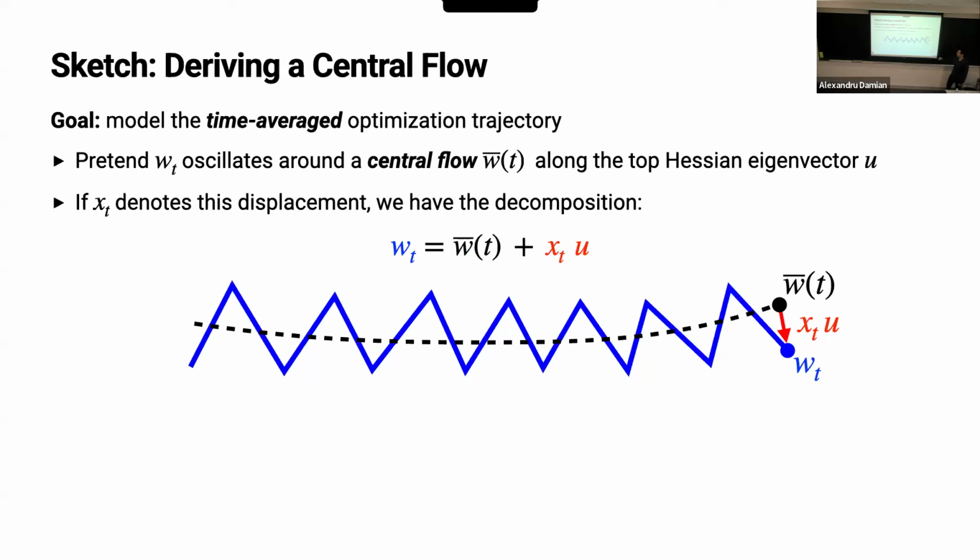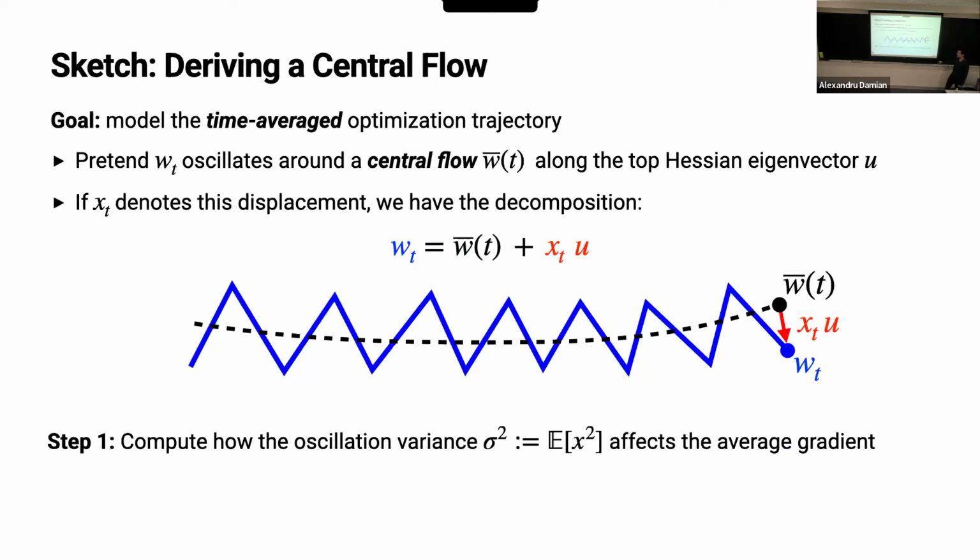Mathematically, we're going to write this formula, that w can be decomposed into this central flow w bar plus an oscillation in the u direction with magnitude x. And now the question is, how do we actually compute w bar? There are two steps. The first is we're going to treat this oscillation as a random variable. It's not random, it's chaotic, but we can close our eyes and pretend it's a random variable for now, because it's just an oscillatory object. So we're going to compute how the oscillation variance, sigma squared, will affect the average gradient, i.e. how it affects the overall trajectory taken by w bar. The idea here is that the gradient here and the gradient here are different from the gradient at w bar, and w bar will move in accordance with the average gradient of all these oscillations. So we have to compute this.